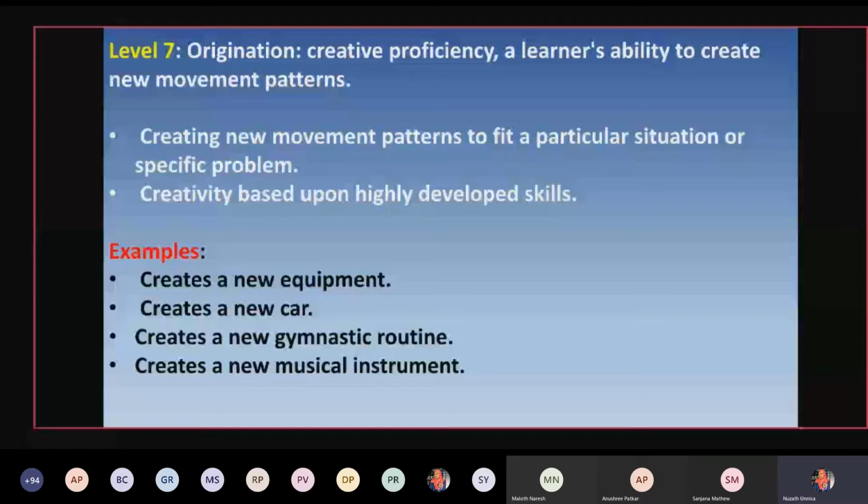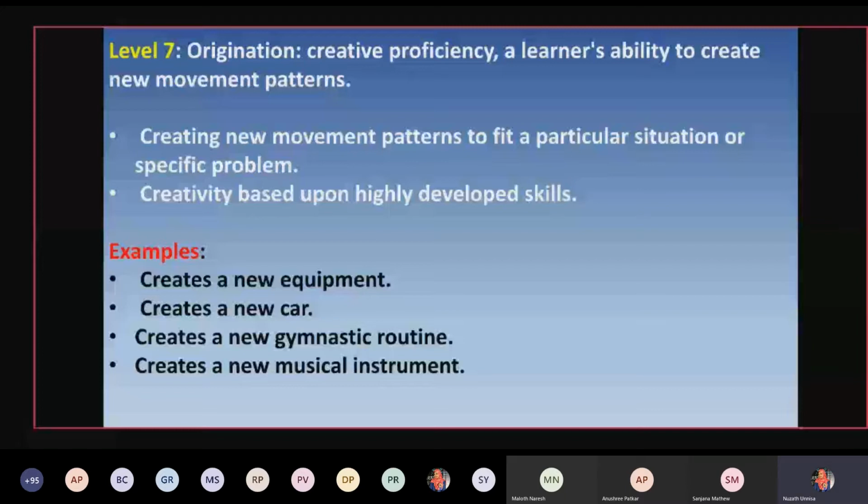At this level, if you check out the examples, everything is related to create: new equipment, a car, a gymnastic routine, or a new musical instrument. So these are the 7 levels of the psychomotor domain, which are all related to movements and reflexes.